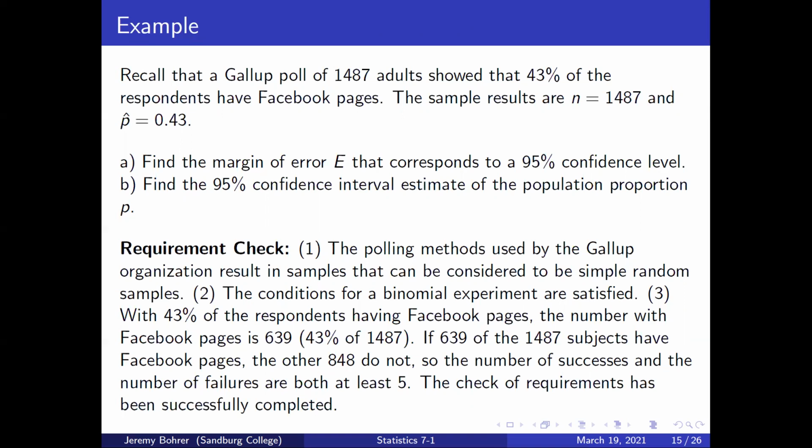Requirement check. First, the polling methods used by the Gallup organization result in samples that can be considered to be simple random samples. Second, the conditions for a binomial experiment are satisfied. And third, with 43% of the respondents having Facebook pages, the number with Facebook pages is 639, or 43% of 1,487. And if 639 of the 1,487 subjects have Facebook pages, the other 848 do not. So the number of successes and the number of failures are both at least 5. The check of requirements has been successfully completed.